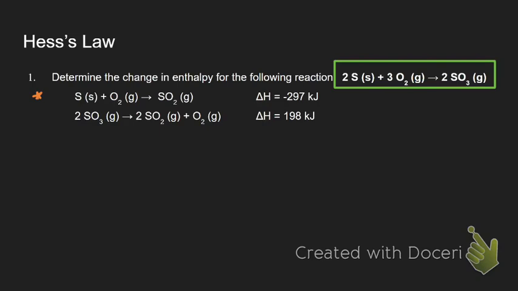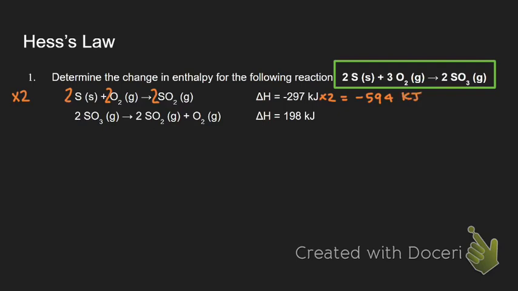So what I'm going to do is multiply this whole equation by 2. Okay, so this will have a 2 coefficient, this will have a 2, and this will have a 2. And also, if you do anything to the step reaction, you're also going to have to do that to the enthalpy. So here I would multiply this by 2 as well. Okay, and that will be negative 594 kilojoules.